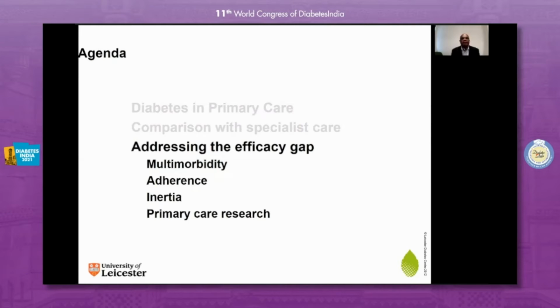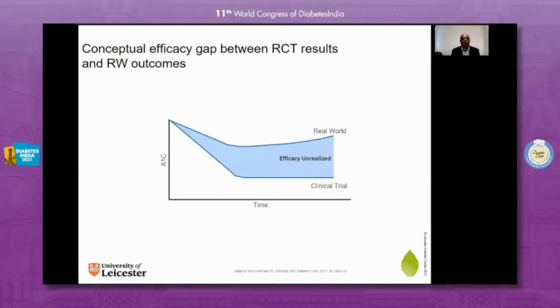So there is a difference between the A1C levels that we get when we look at studies in randomized control trials compared to the A1C levels that are actually achieved in the real world setting. And that gap between A1C levels achieved in the randomized control trial versus the one that we achieve in real world setting is called the efficacy gap.